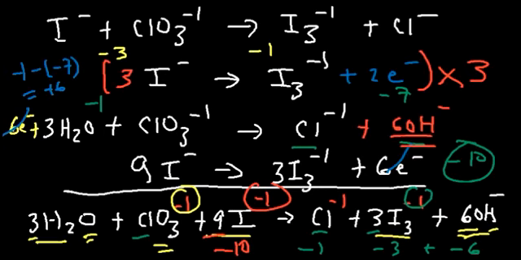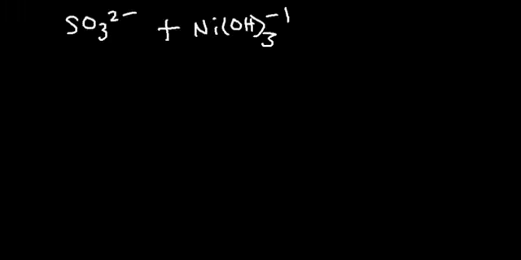Now, let's try another example. So let's say if we have sulfite plus this nickel hydroxide ion, and it converts to nickel and sulfate. Go ahead and balance the reaction under basic conditions.